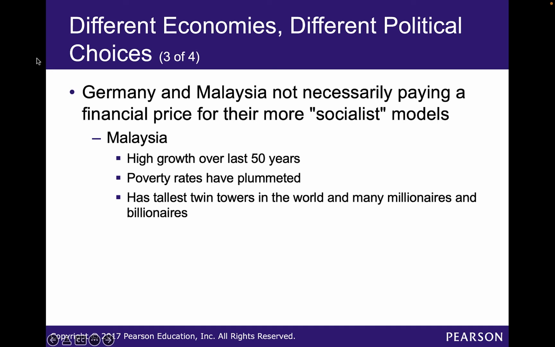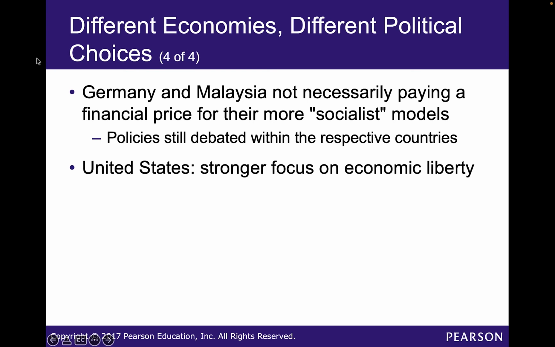Malaysia has had the highest growth over the last 50 years. Its poverty levels have plummeted, and it has the tallest twin towers in the world and many millionaires and billionaires. Policies are still debated within the respective countries.